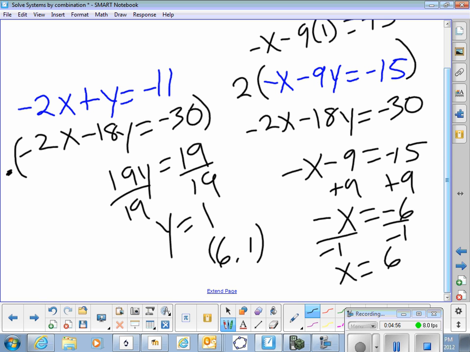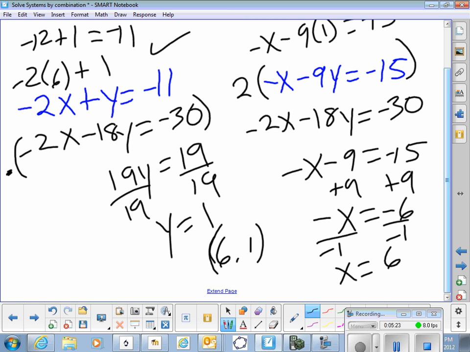Does that really work? The coordinates 6, 1. Let's try it. Let's plug it into the equation on the left. If x is 6, so that would be negative 2 times 6 plus 1. So that would be negative 12 plus 1. Is that equal to negative 11? Yes, it is.